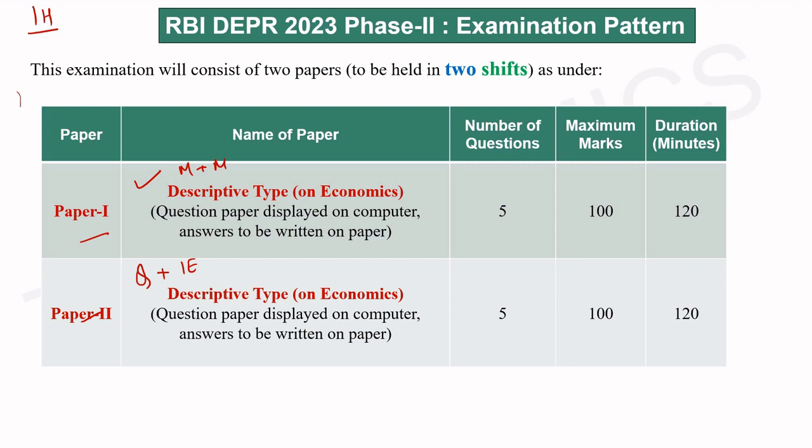Now, you already know that the questions will be displayed on the computer screen and you have to write answers on paper using a pen, right? There will be 5 questions which you have to attempt in each of these papers. Total marks for each of these papers is 100 and the time limit you already know is 120 minutes, which is 2 hours.